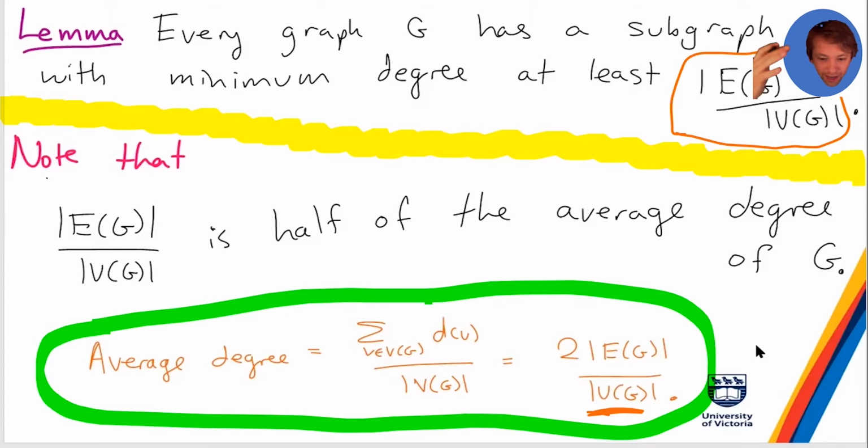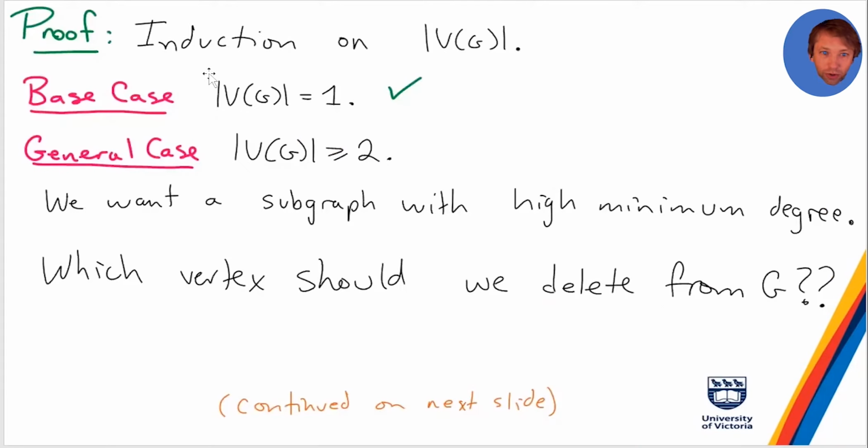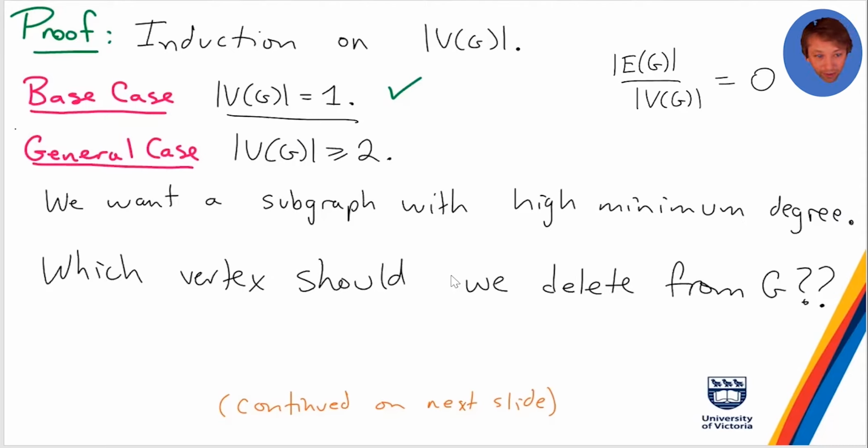Okay, so let's analyze this again, but now we have a different kind of goal than before. This time, we're going to prove this by induction on the number of vertices. The case where the number of vertices is 1, I want to find a subgraph with minimum degree, number of edges over number of vertices. If I've got one vertex, this is just 0. So I just take the whole graph, which has minimum degree 0. So let's now look at the general case where the number of vertices is at least 2.